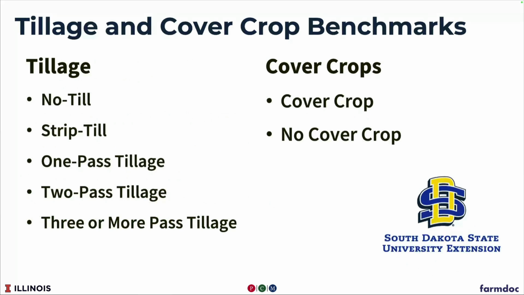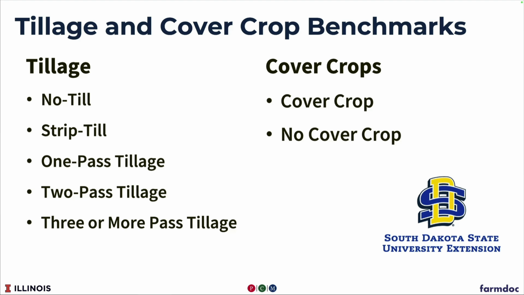I also want to mention that we divide the data into different benchmarks. Each field is classified into a benchmark based on tillage. So we group together no-till, strip-till, 1 pass of tillage, 2 passes of tillage, and 3 or more passes of tillage. I know in the PCM data that's published, we usually break it out a little bit more, but when I did the data analysis, I grouped some of those together based on 1, 2, or 3 passes of tillage, just to make sure we have enough observations in each of these categories to be able to run the model. And then for each field, we also classify it as either cover crops or no cover crops.